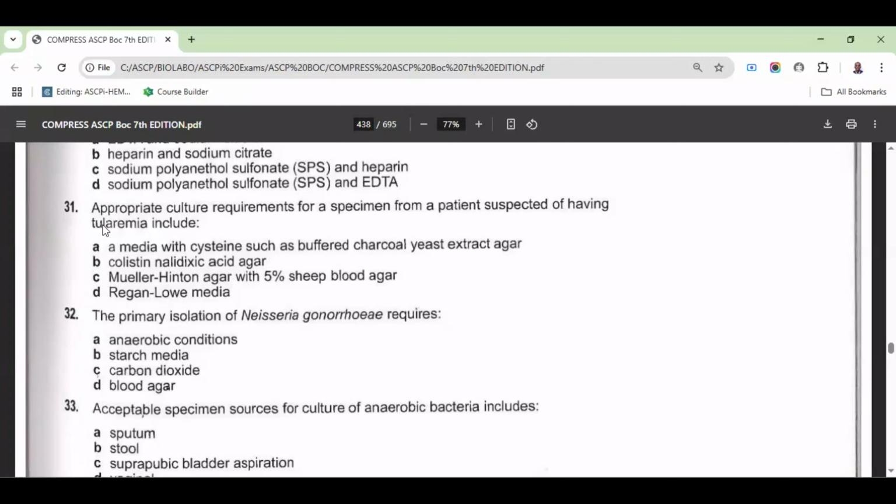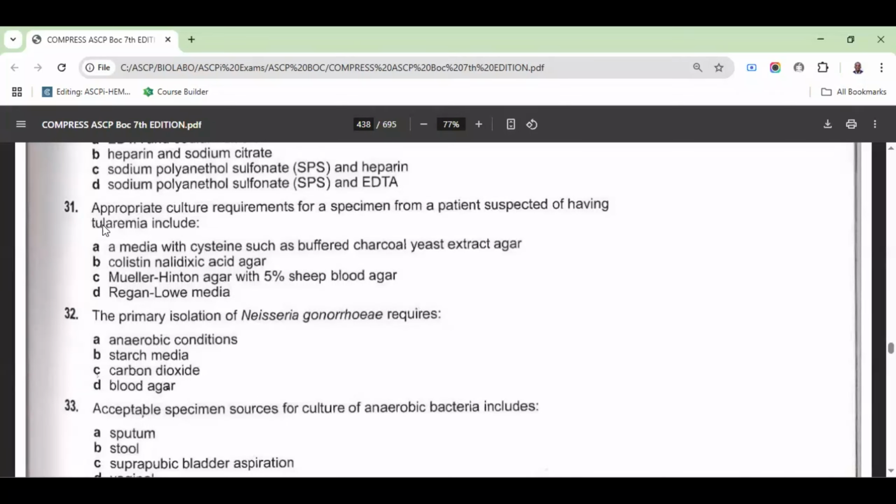I'm gonna go with a C. With a C, Mueller-Hinton with the sheep blood, 5% blood. Yeah. I've just used elimination. So are you eliminating? You have already eliminated everything. I thought you were starting to eliminate one by one. Yeah, I eliminated one by one, and I was left with that.